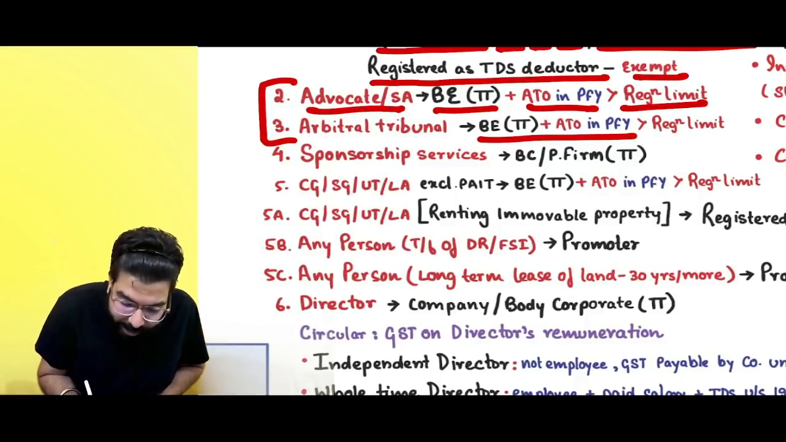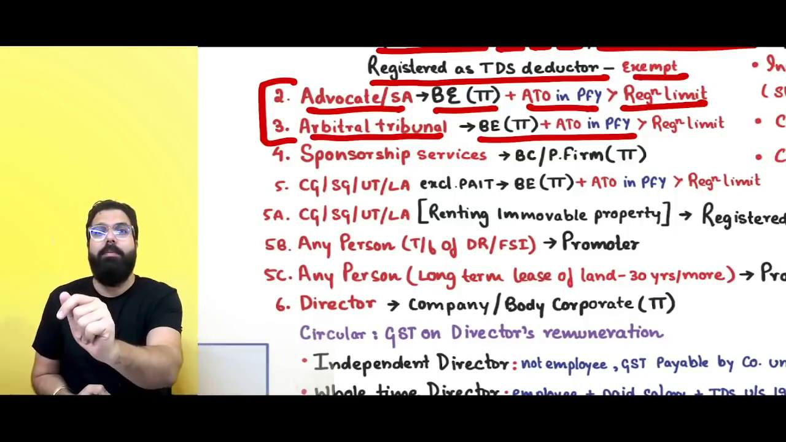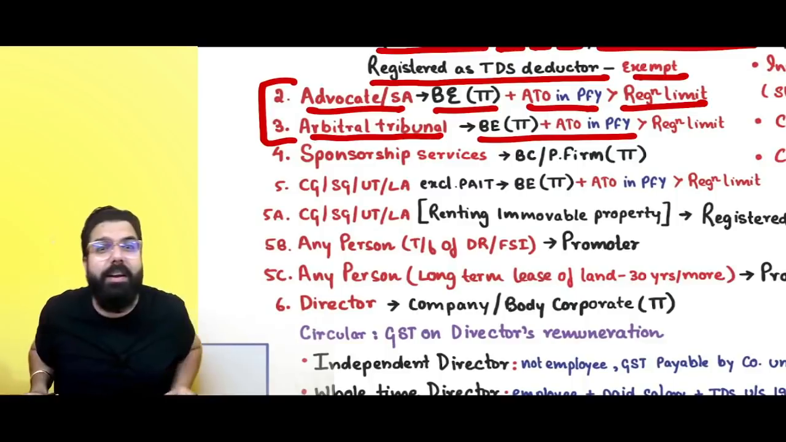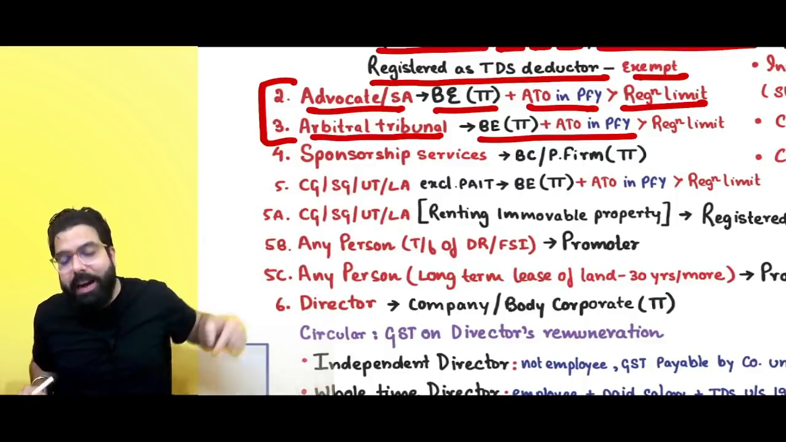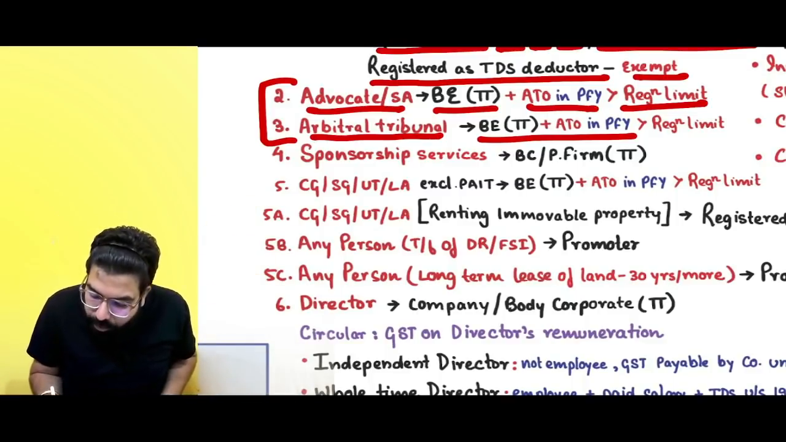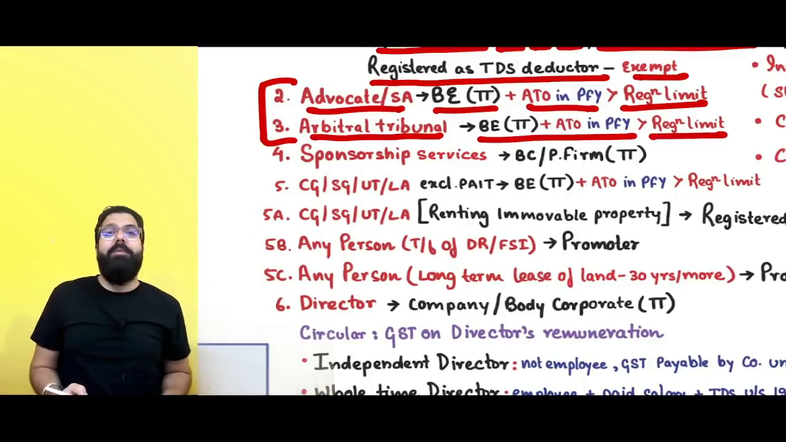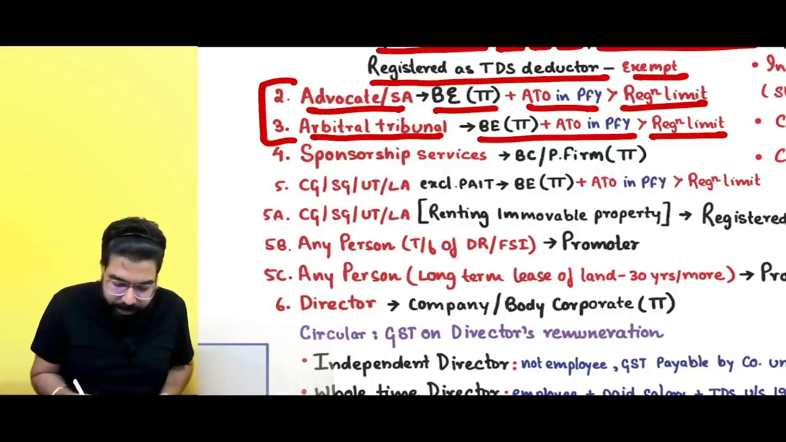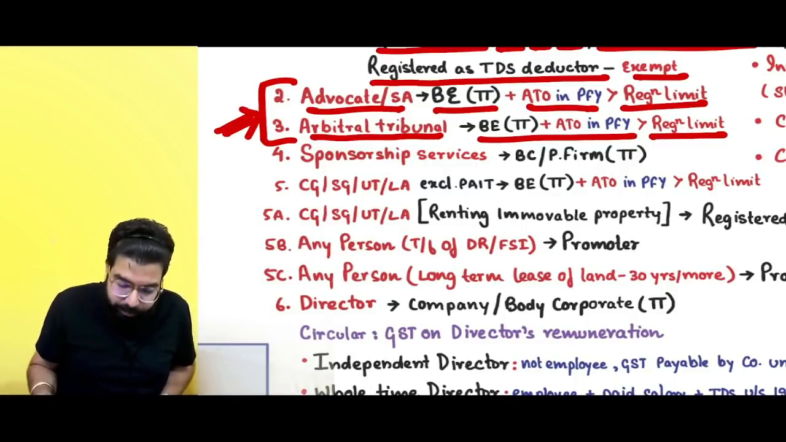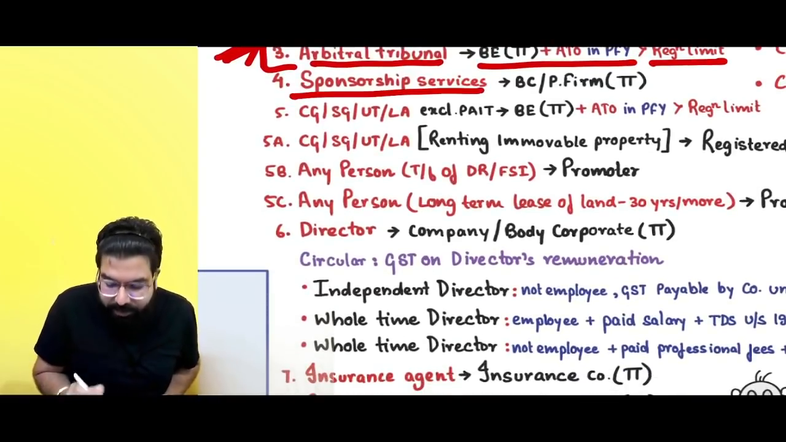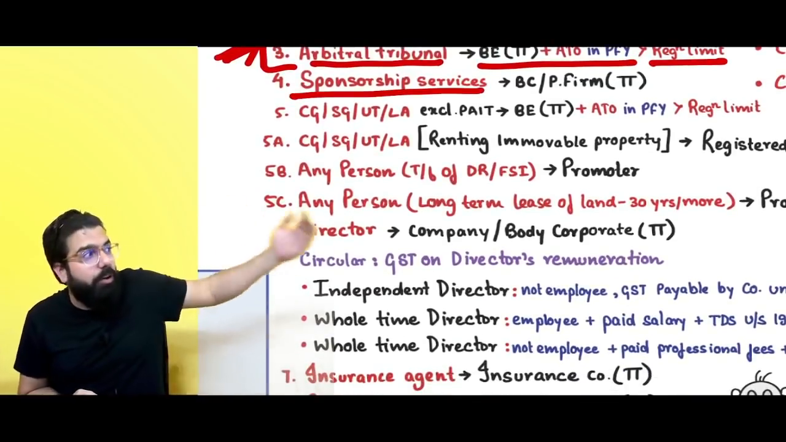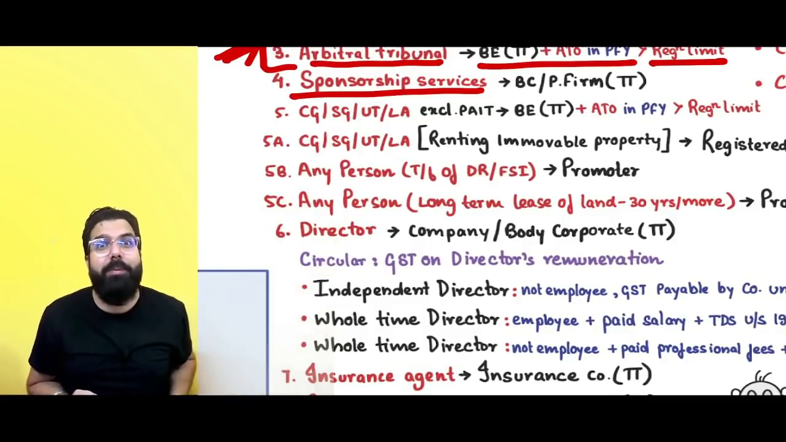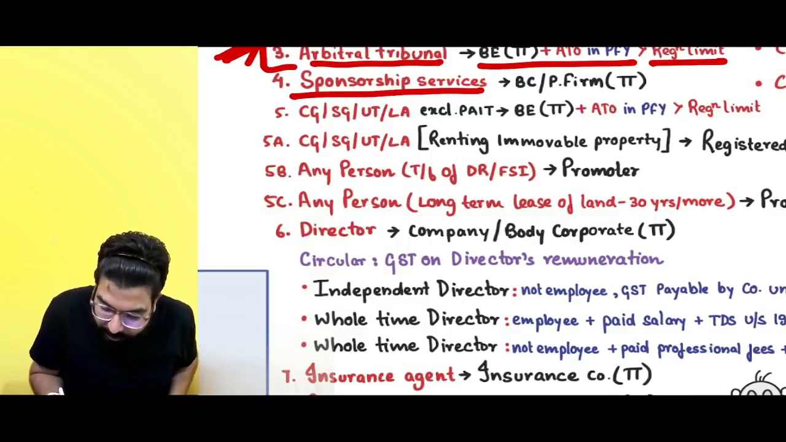Next one over here is arbitral tribunal. Arbitral tribunal case also same thing. Sir, arbitral tribunal going ahead and providing services to a business entity whose last year turnover had crossed registration limit, then in the current financial year that business entity has to pay the GST under RCM. Next, more discussion in the exemption chapter. Sponsorship services. Now, if sponsorship services are provided to a body corporate or to a partnership firm, the partnership firm or the body corporate will go ahead and pay the GST under RCM.